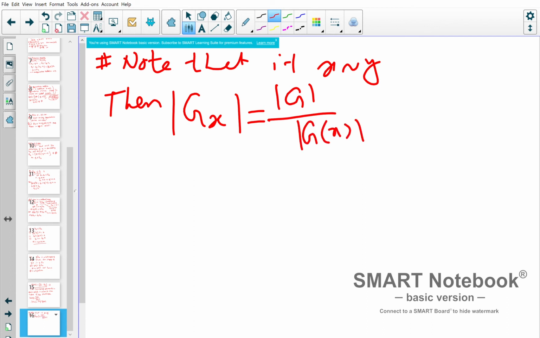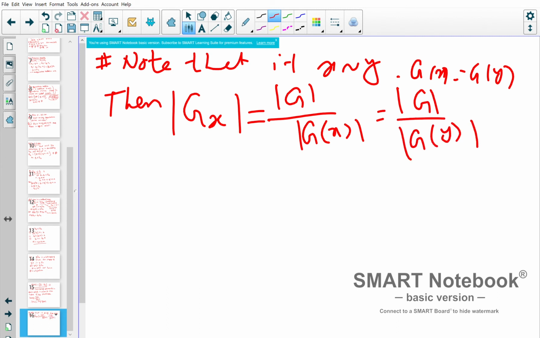Because x and y are related, they have the same orbit, so Gx and Gy orbits are the same. So we can talk about the cardinality of the stabilizers, and this implies they are the same. So this is a nice observation. Whenever you have two elements that are related, meaning they are in the same orbit, then their stabilizers have the same number of elements. The cardinality is the same.